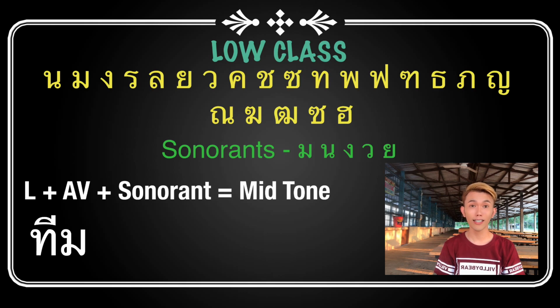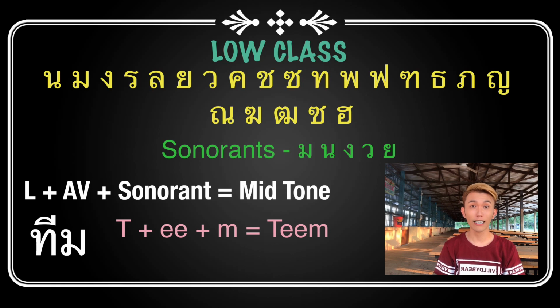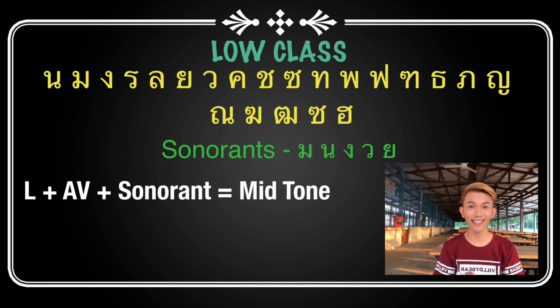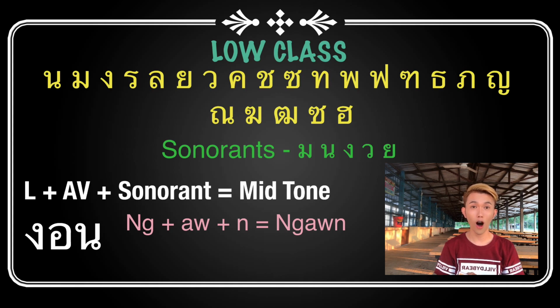Okay, next example is tatahan, sara I, mama equals team. Tatahan is letter T, sara I, long I, mama is M. So, team, team means team in English. And then the next one is ngon, ngongu, oang, nonu, ngon. Okay, so those are the rules in each classes.